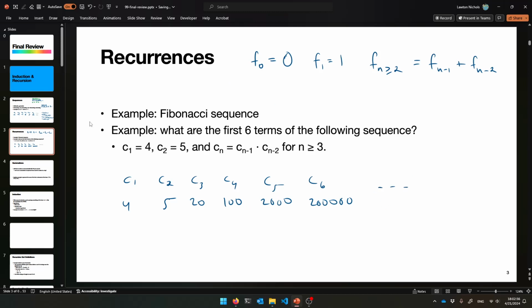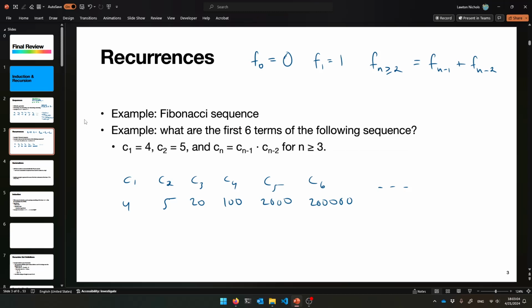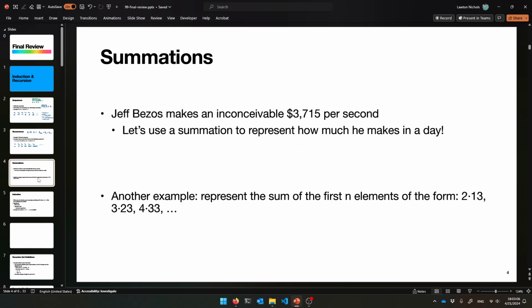So there are the first 6 terms, and this is a compact way of writing an infinite sequence, right? This is how you build the next term. So you can make that happen with a loop or with recursion. Alright, let's talk about summations next.